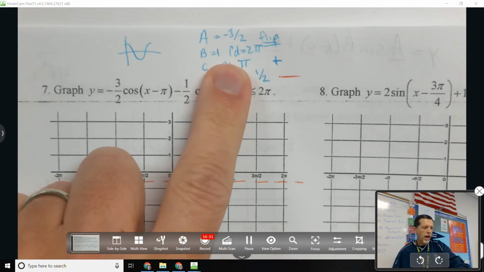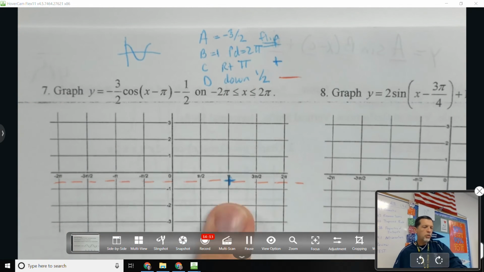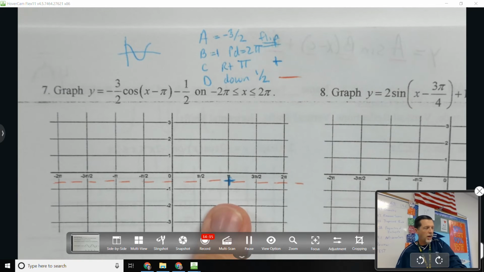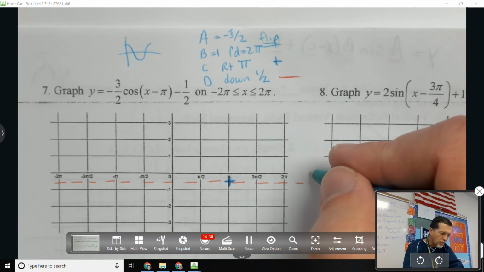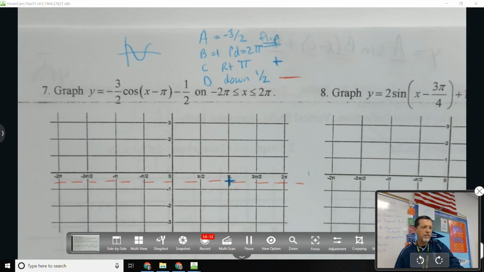DCBA. So going backwards, 2 pi. So I need to go 2 pi away from pi. So where will that land me if I go 2 pi away from pi? 3 pi. Why is that a problem? It's well off the graph. It's not just like 1 hash mark off the graph. It's like 2 hash marks off the graph.